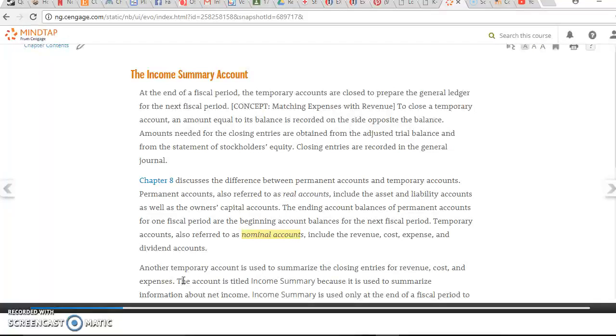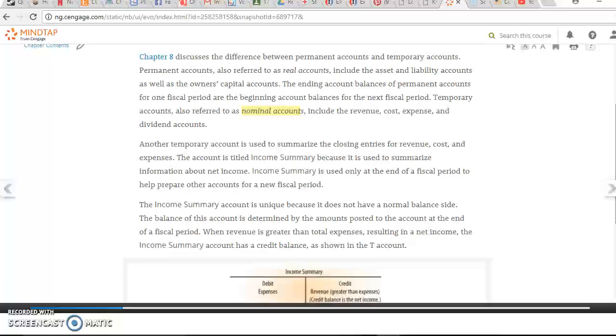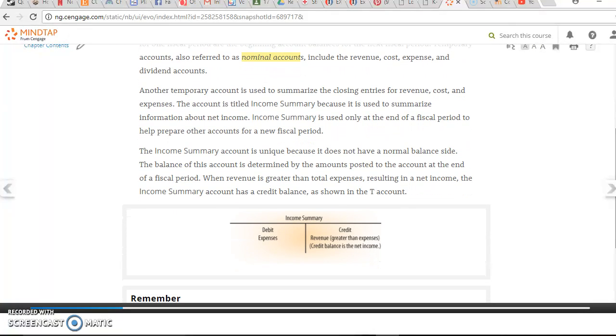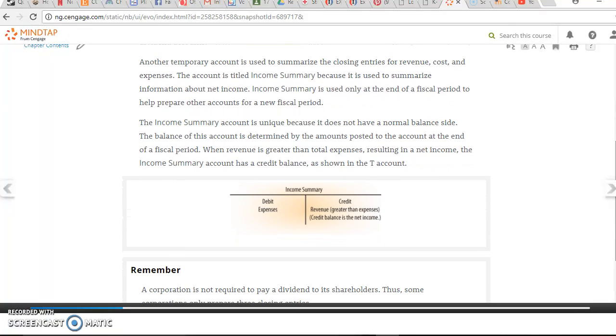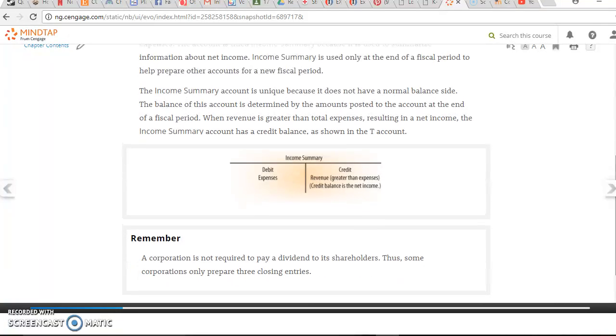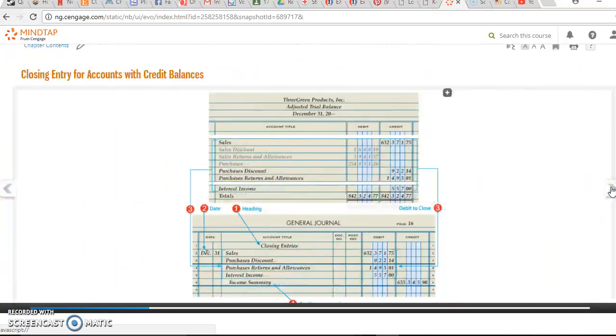Another temporary account used to close the revenue, cost, and expenses is income summary, because it's used to summarize information about the net income at the end of the fiscal period to help prepare us for that. Income summary does not have a normal balance side, neither debit nor credit. Whatever happens, you post to that account. And it's not an income account, really. It's just used to close your temporary accounts.